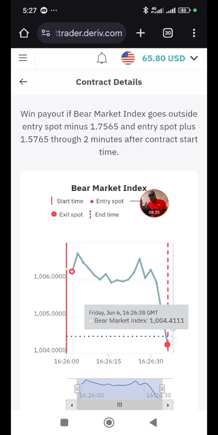Slow and steady, small by small, they grow your money. But if you are in a hurry to make money, forget it. You are not going to make anything. You are going to lose your money.